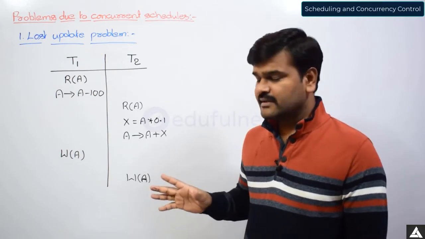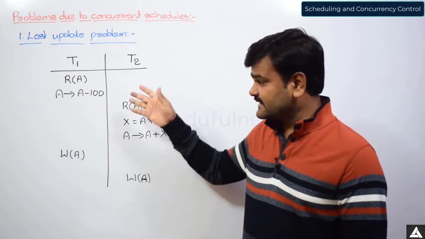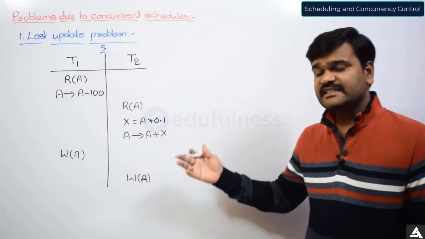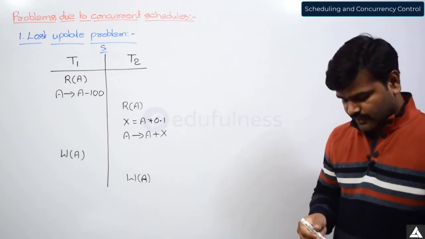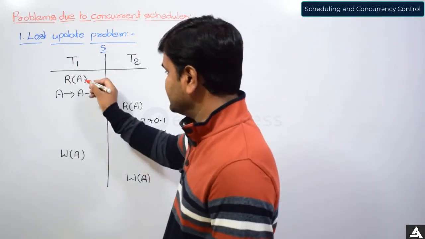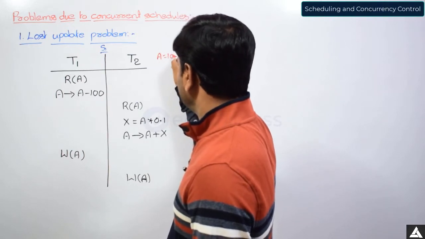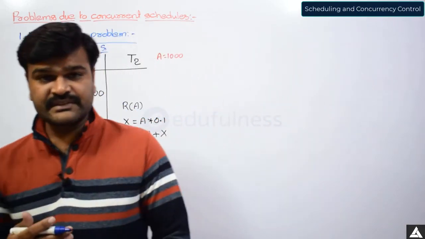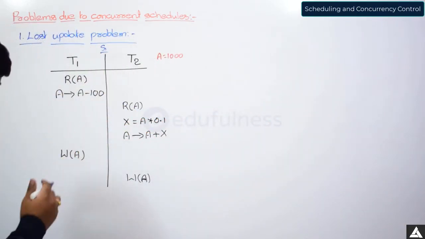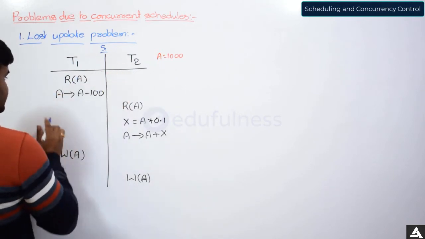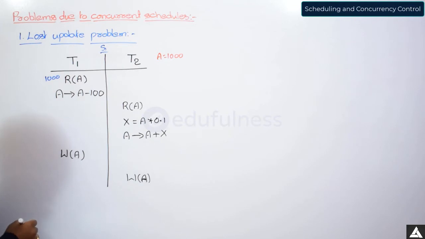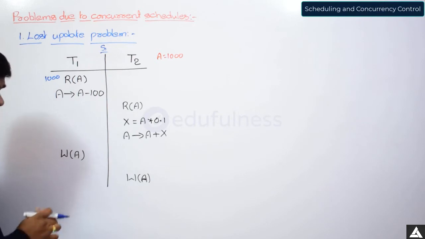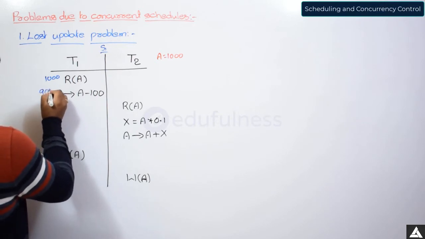This is very simple. Let us try to understand it with this schedule. This is a concurrent schedule, assume this is schedule S1. Assume that initially the A value is 1000. If you take this sequence of operations in this manner, T1 reads the A value, which is 1000, and after that subtracts 100 from it. So right now the A value is 900.